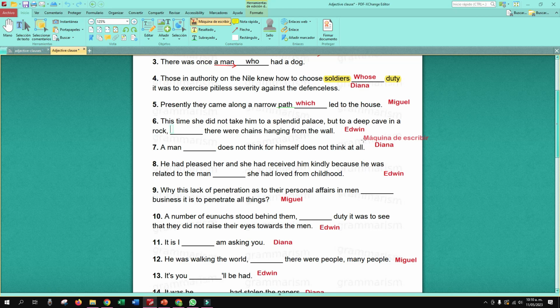This time she did not take him to a splendid palace, but to a deep cave in a rock, where there were chains hanging from the wall. Excellent. Where, right? You're talking about what? The place. Nice. That's good. Where there were chains hanging from the wall. Excellent. Nice. Diana, 7.